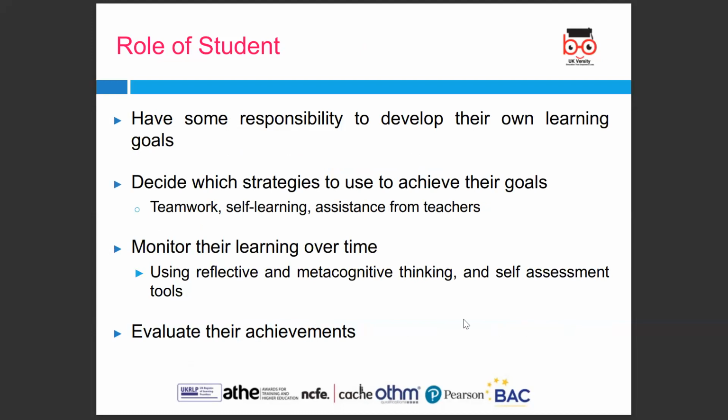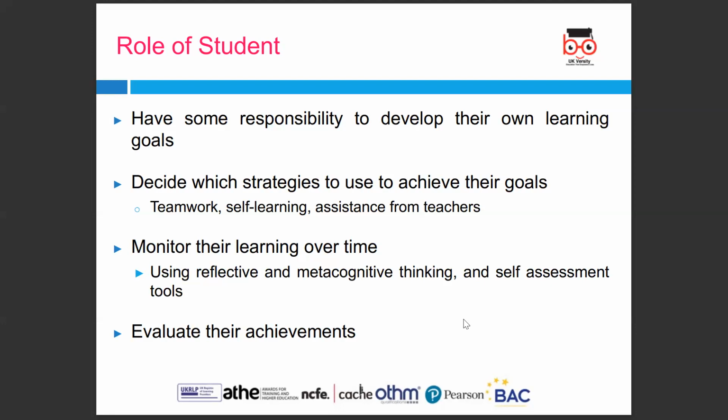Role of a student. The role of a student should be empowered to take control of and responsibility for their own learning. It's very important the student takes responsibility for their own learning and to self-direct their learning if safe and appropriate. They should be provided with the opportunities to develop their own practice and to work toward becoming more independent and reflective. To be not dependent on the teacher, but to develop their own learning. They should decide which strategies to use to achieve these goals. So things like teamwork are really important, that you're able to work in a team.